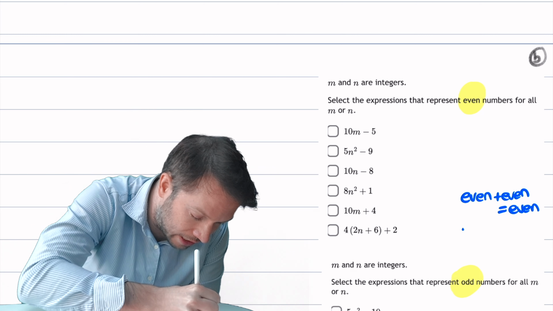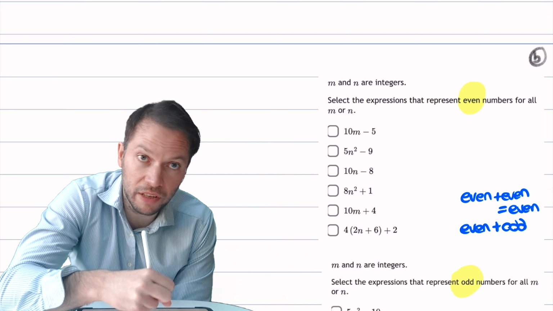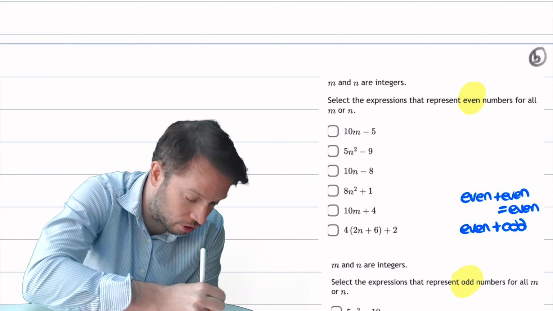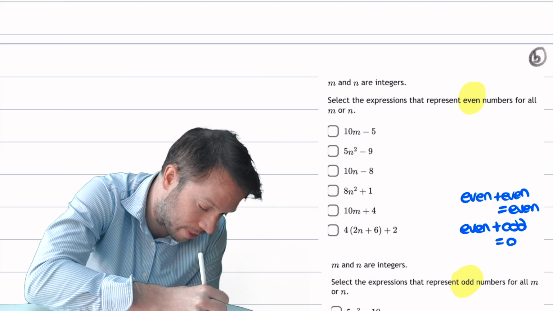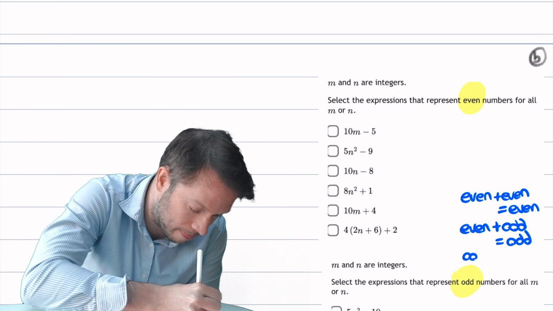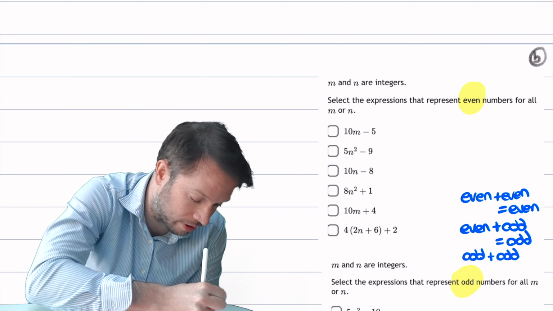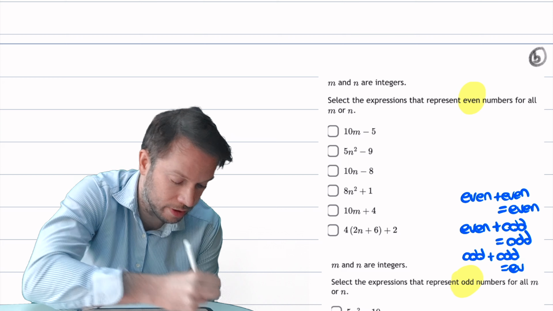But if you had even plus odd, for example, 2 plus 3, that's 5, which is not an even number, so that's going to be odd, isn't it? And then finally, if you were to have odd plus odd, for example, 3 plus 5 is 8, which is an even number, so that one would be even.